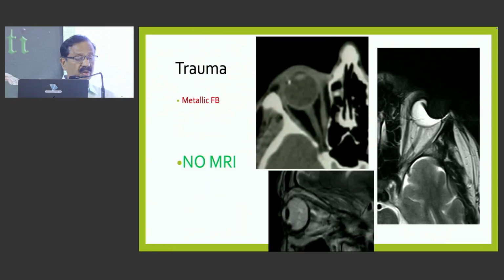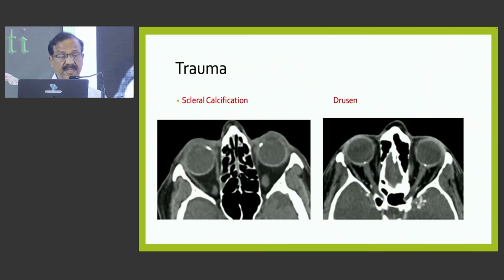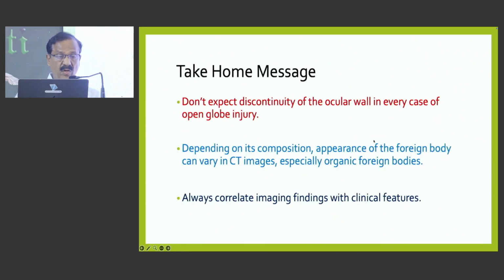And if a metallic foreign body is suspected, MRI is contraindicated. These are the differential diagnoses: scleral calcification and drusen. And the take home message: don't expect discontinuity of the ocular wall in every case of open globe injury.